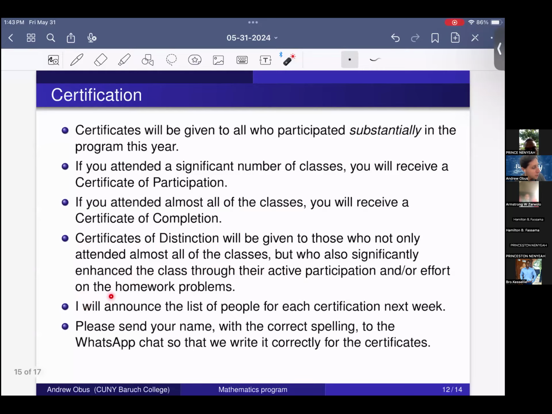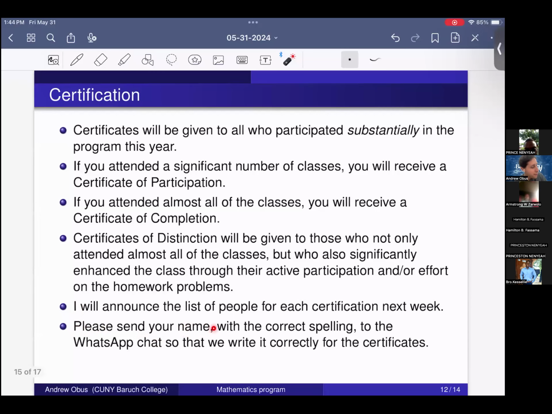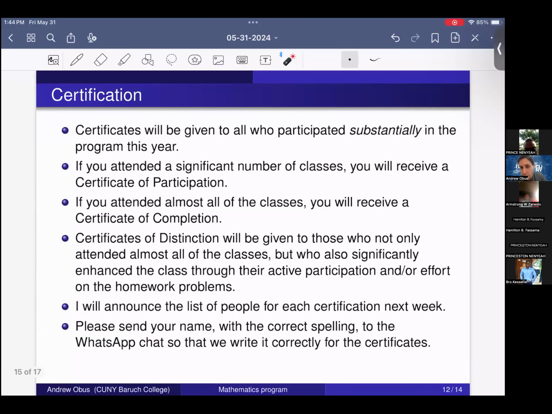I'm going to announce the lists of people for each certification next week. I'll send a chat on the WhatsApp with the list of participation and the list of completion and the list of distinction. In the meantime, please just write in the WhatsApp chat so that I have your name with the correct spelling, because I want to make sure that everything is written correctly for the certificates.